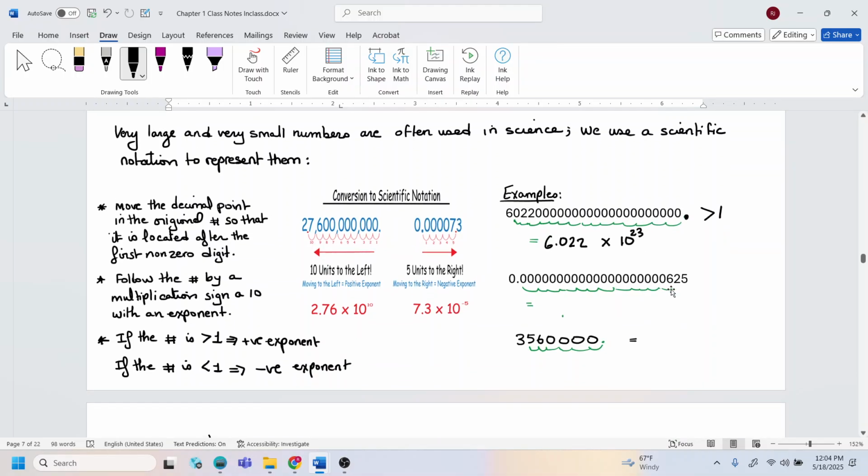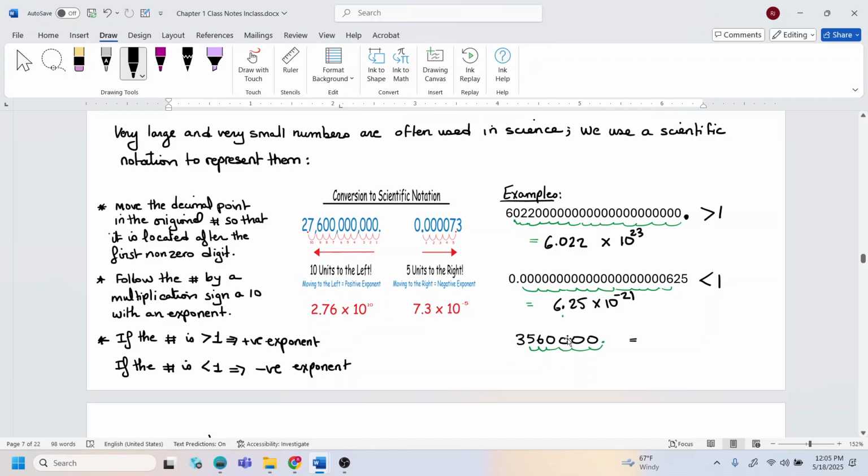If your number is very small, something like this, we cannot work with it like this, so we want to present it in scientific notation. If the number is very small, less than 1, then you pick up your decimal and move it right after the first non-zero digit. That's a 6, so here it needs to be 6.25. Because the number is small, the power is going to be negative, and here I'm moving it 21 places. So the number is going to be 6.25 times 10 to the minus 21.